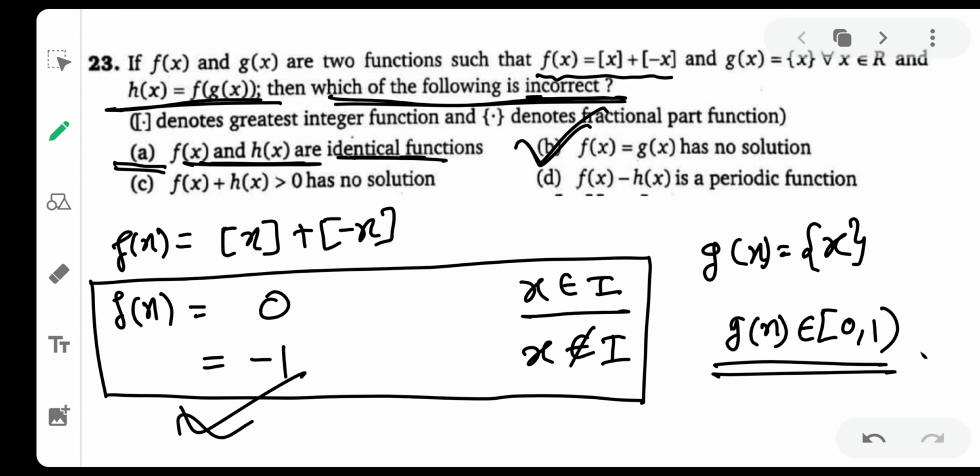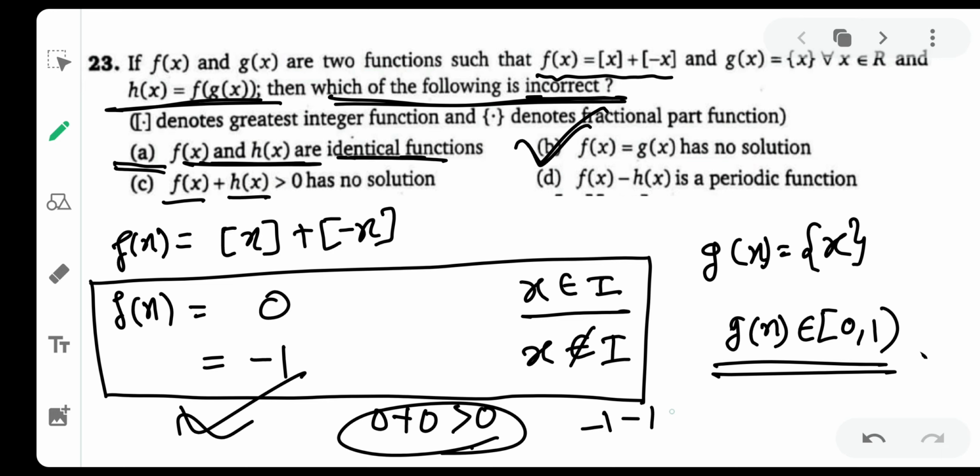But still I will check all the other options. f(x) plus h(x) greater than 0. If you solve this, f(x) plus h(x) will be equal to 0 plus 0, which is 0, and obviously 0 is not greater than 0. Or minus 1 plus minus 1, which is minus 2, which is not greater than 0. This also has no solution. So this is a correct statement.